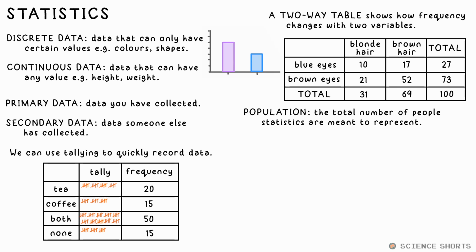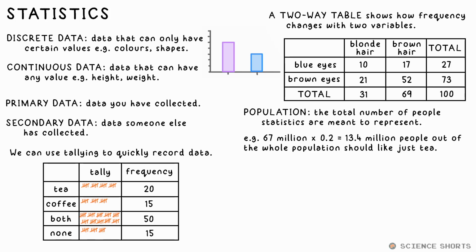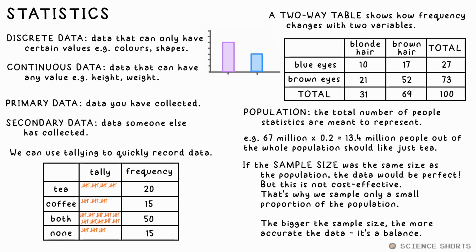Population refers to the total number of people we apply our data to. We found that 20% of people liked tea but not coffee earlier from a sample size of only 100 people. As there are 67 million people in the UK, that suggests that 67 times 0.2, 13.4 million people just like tea but not coffee. However, like we said earlier, the greater the sample size, the more accurate these calculated probabilities are. So why not just ask 67 million people? Well, that would take too much time, effort and money. So there's always a trade-off between getting accurate data and being cost effective.